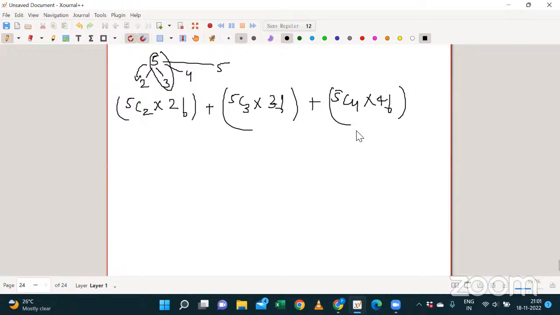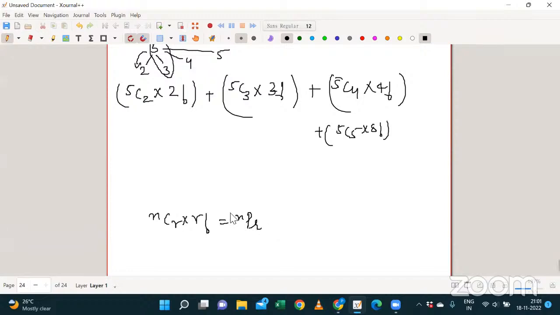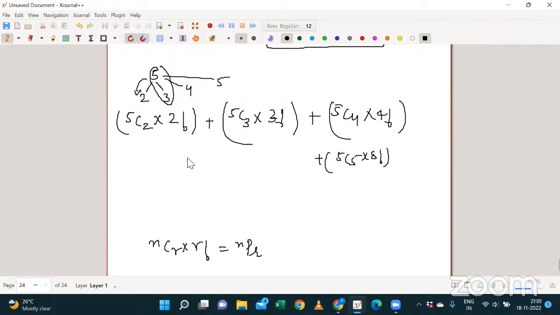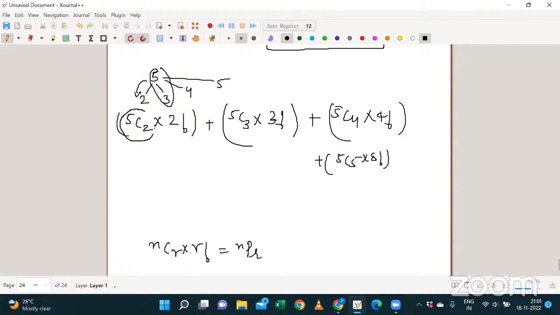So this is same, right? Because I also did 5P2 directly. You know this thing, NCR into R factorial is same as NPR. But in this case, order matters. So that's why, see, I have selected 2 alphabets, then I arrange. I selected 3, then I arrange. I selected 4, then I arrange.